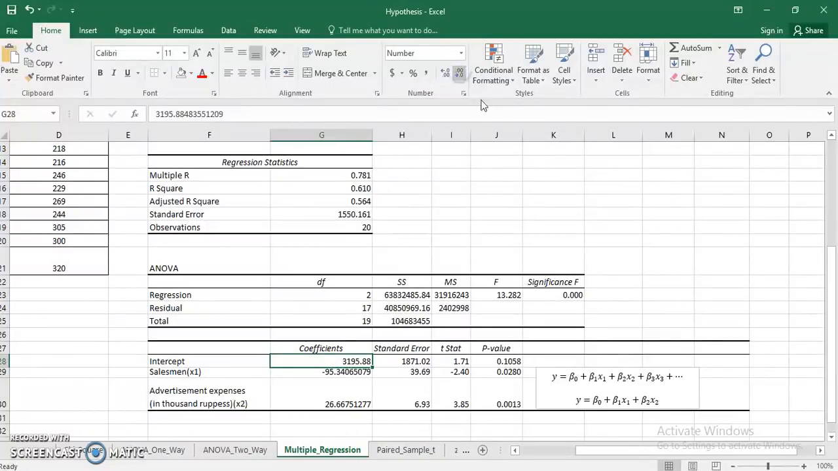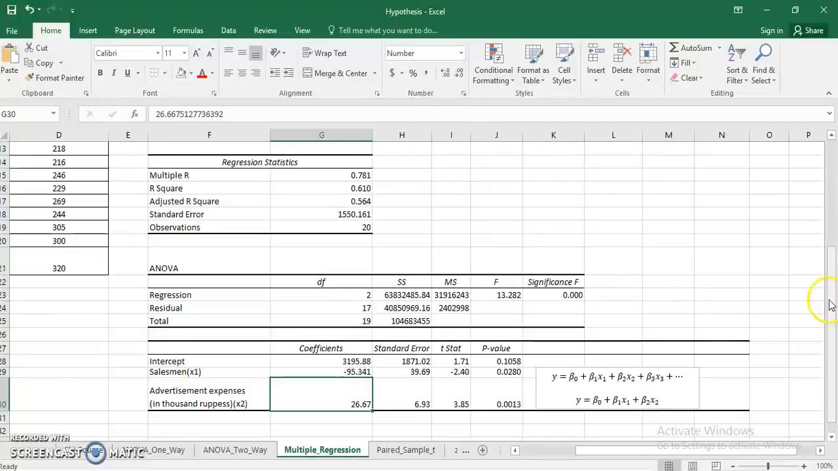Let me reduce the decimals. Beta 1 is the first coefficient, which is negative. That simply shows that, if I keep the advertisement expenses constant, it is having a negative impact on the sales. Perhaps more number of salesmen actually increases the costs and the number of total sales goes down, the net sales revenue goes down or something like that. And then net sales profit, not the revenue. And then comes the third part, which is beta 2. In this particular case, beta 2 is 26.267, which has a positive impact on sales.